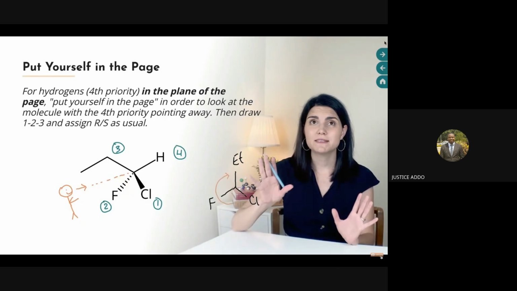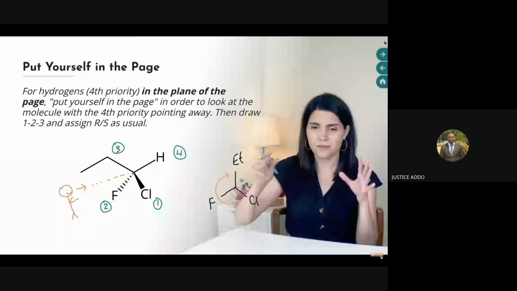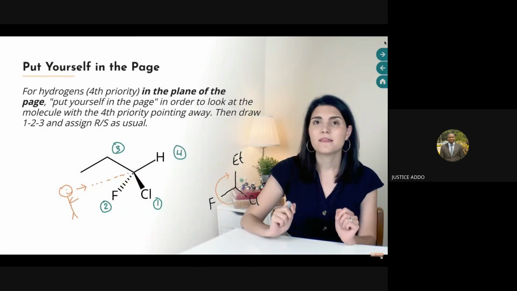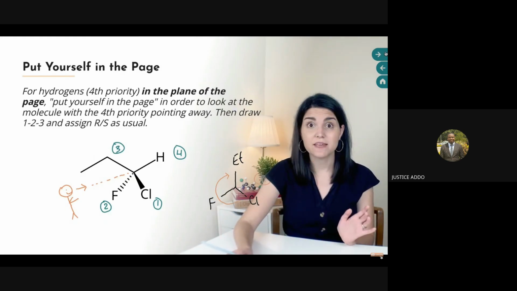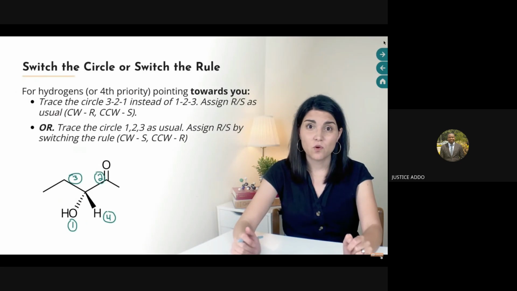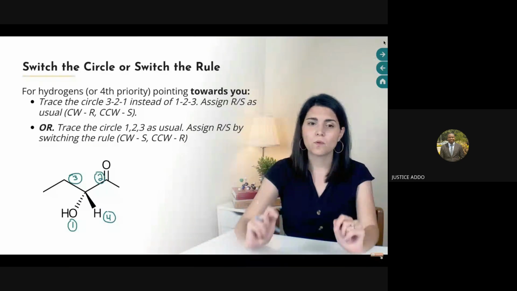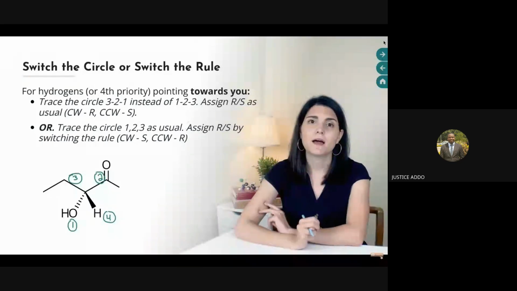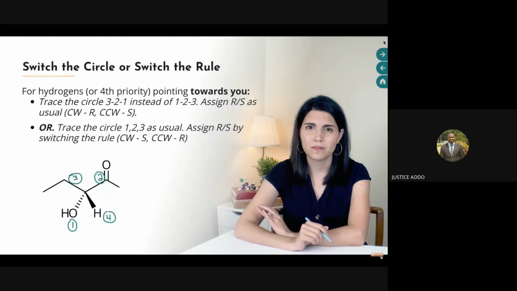So if I traced that circle from group 1 to group 2 to group 3 in the view that I am standing in, that circle would be clockwise. And so this chirality center would have the R configuration. Finally, when the hydrogen or the fourth priority group is pointing to the front, so on a wedged bond, you can do two things. You can either swap the circle or you can swap the rule. I'm going to teach both and just use the one that you are more comfortable with.